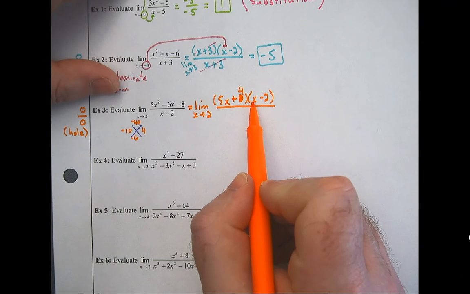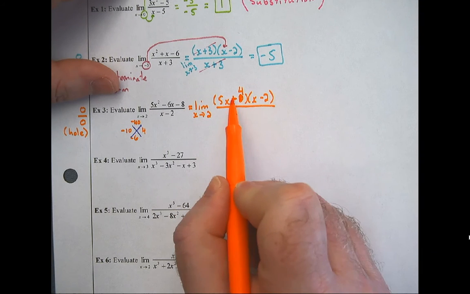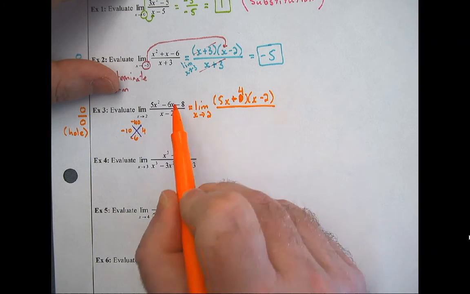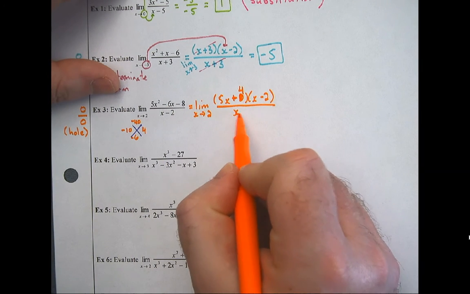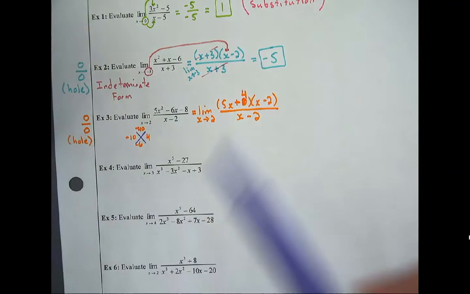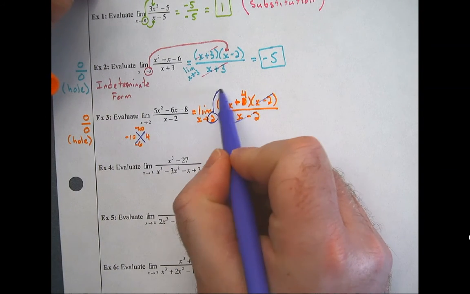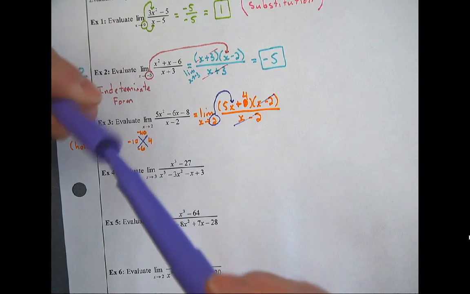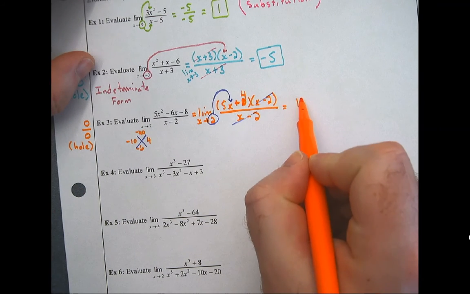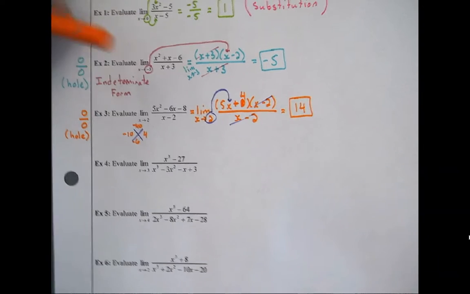So 5 times 1 is 5. Then I got negative 10 plus 4. Negative 10 plus 4 is negative 6. 4 and negative 2 is negative 8. Oh, geez. Okay, well, we got there. Our checks and balances worked out. So now I can cancel the hole, and now I can direct substitute that value in. So 5 times 2 is 10, plus 4 is 14. What do you think?